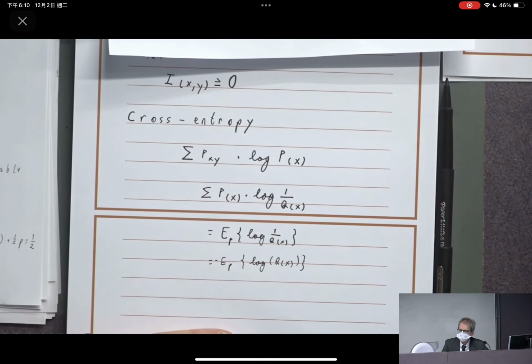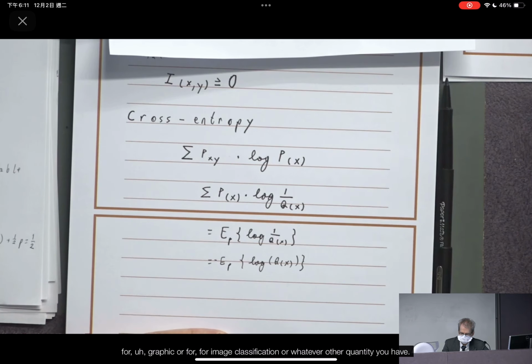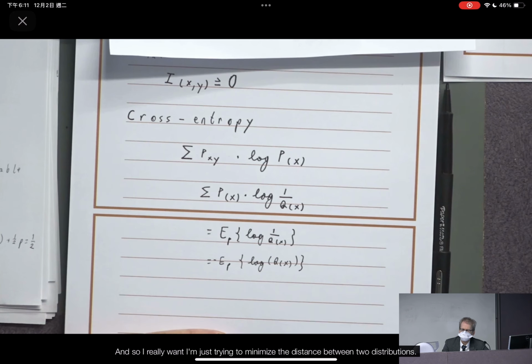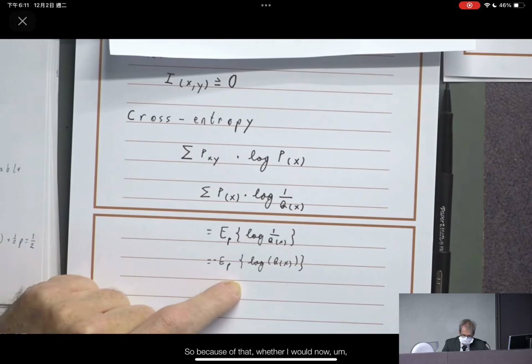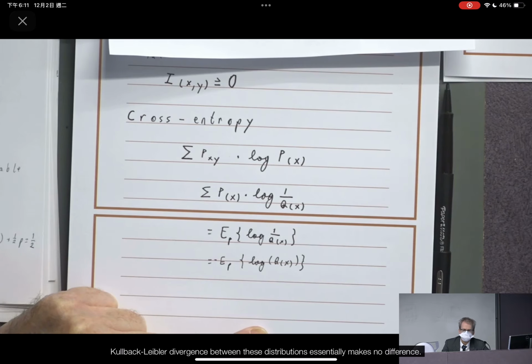That essentially means that we want to optimize the mutual information between them, but keep in mind that we cannot influence the empirical distribution. That is just something that's given. That's all the cat and dog pictures from the internet, if that is your input for image classification, or whatever other quantity you have. And so when I'm just trying to minimize the distance between two distributions, I don't need to worry about the terms that depend only on the original distribution, or the marginal distribution of the thing I cannot change. So because of that, whether I optimize my cross entropy, or my mutual information, or the Kullback-Leibler divergence between these distributions, essentially makes no difference.